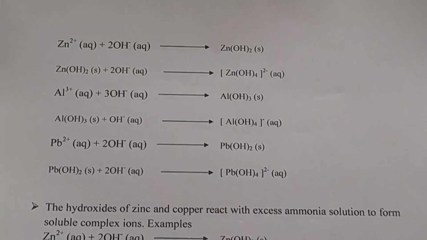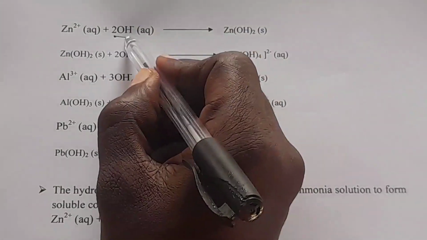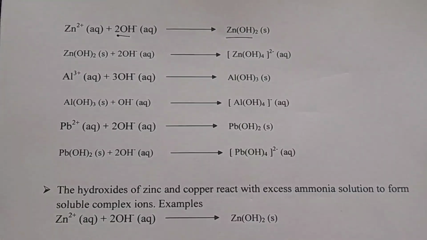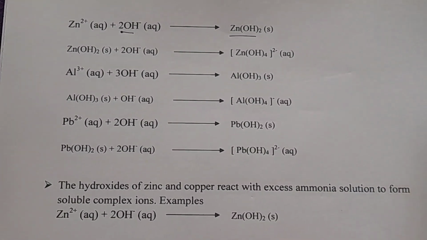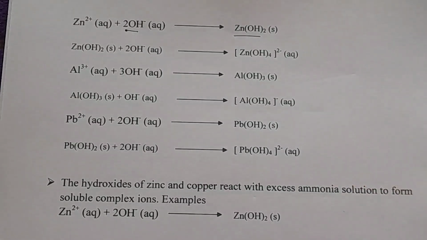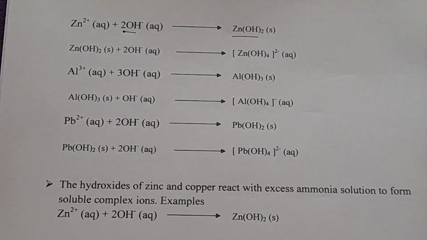So the first example, we have zinc 2 ions reacting with hydroxyl ions, giving you zinc hydroxide. Remember, zinc hydroxide is a base, and we said bases are categorized into three. We have soluble bases called alkali. Those are group 1 hydroxides and oxides. Next, we have slightly soluble bases. Those are group 2 hydroxides. Then we are dealing with the rest, which are insoluble bases.